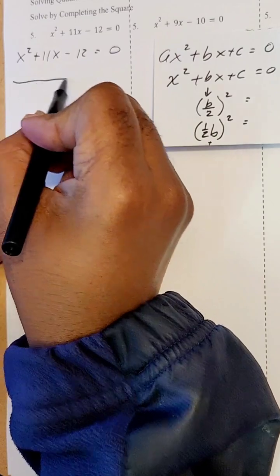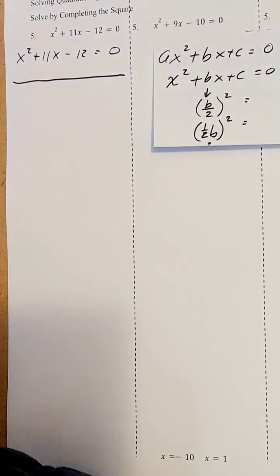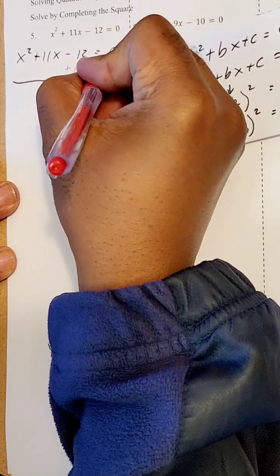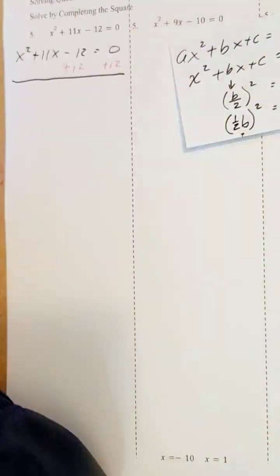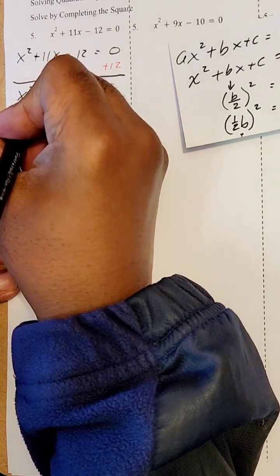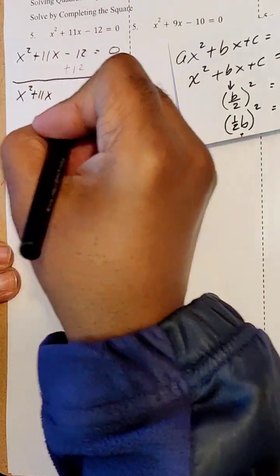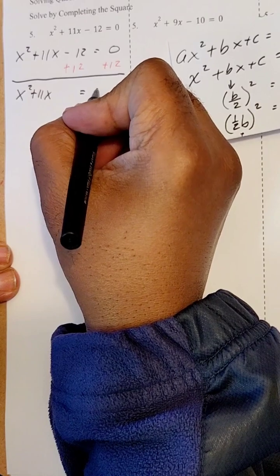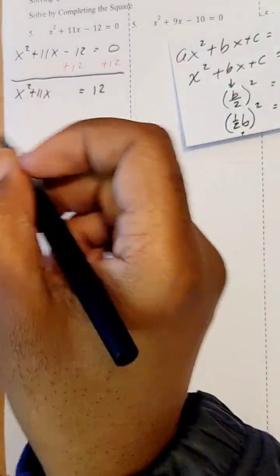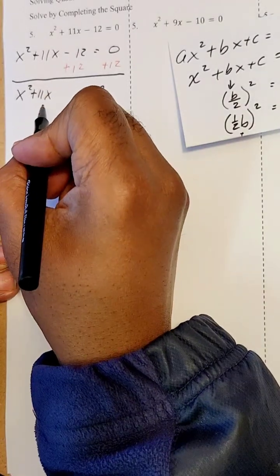And we're going to start off by putting the 12 on the other side. So it's a negative 12 here, so plus 12 and then plus 12. And that will give me x squared plus 11x equals positive 12. All right, so let's start the process of completing the square.